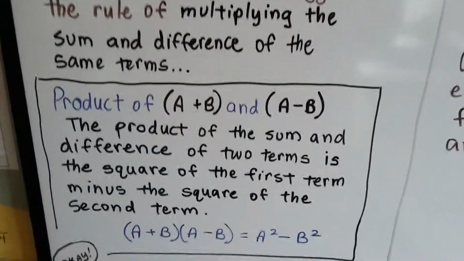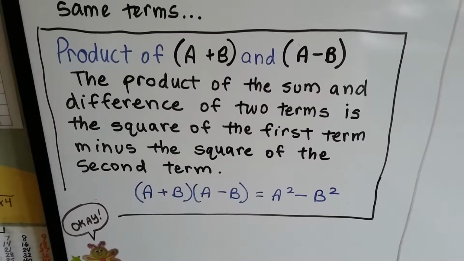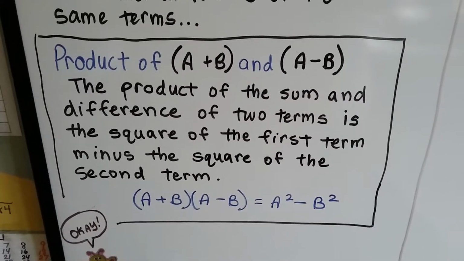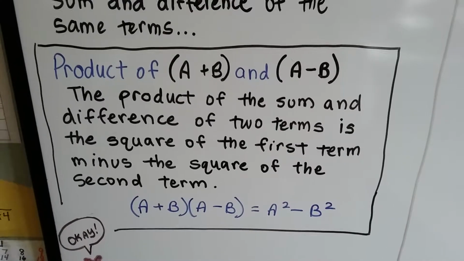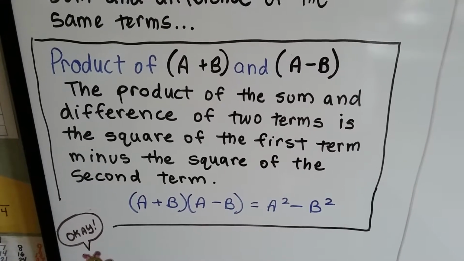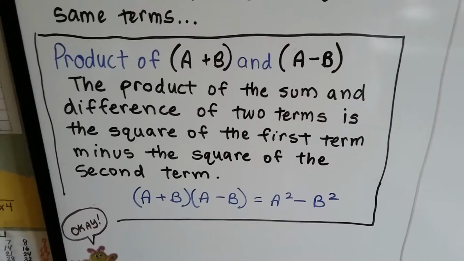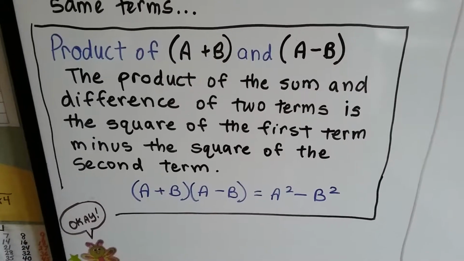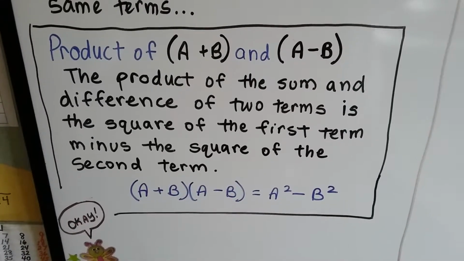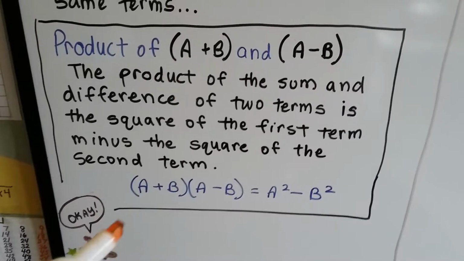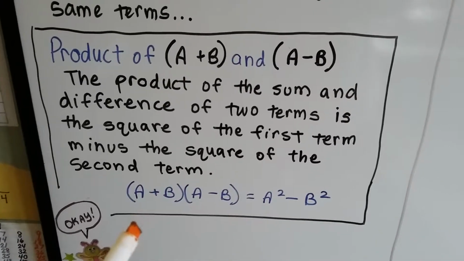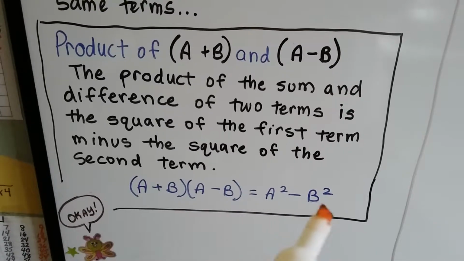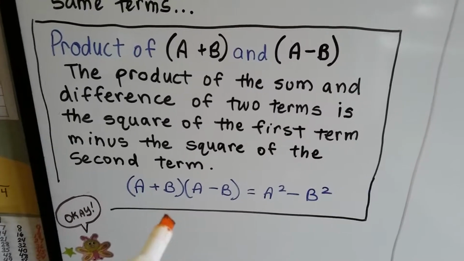So check this out. The product of a plus b and a minus b, the product of the sum and the difference of two terms, is the square of the first term minus the square of the second term. So when we see two binomials and the only thing that's different about them is one's a positive and one's a negative at the end, see that? All we have to do is quickly write a squared minus b squared. See?